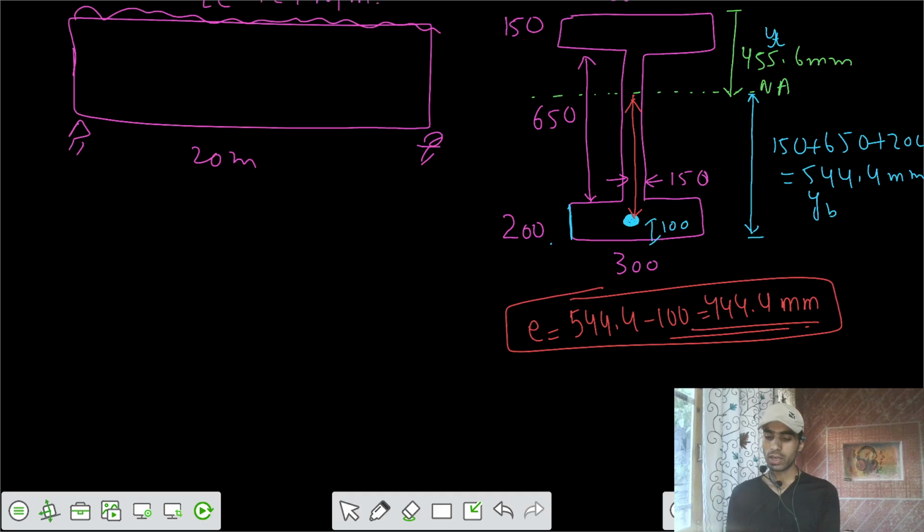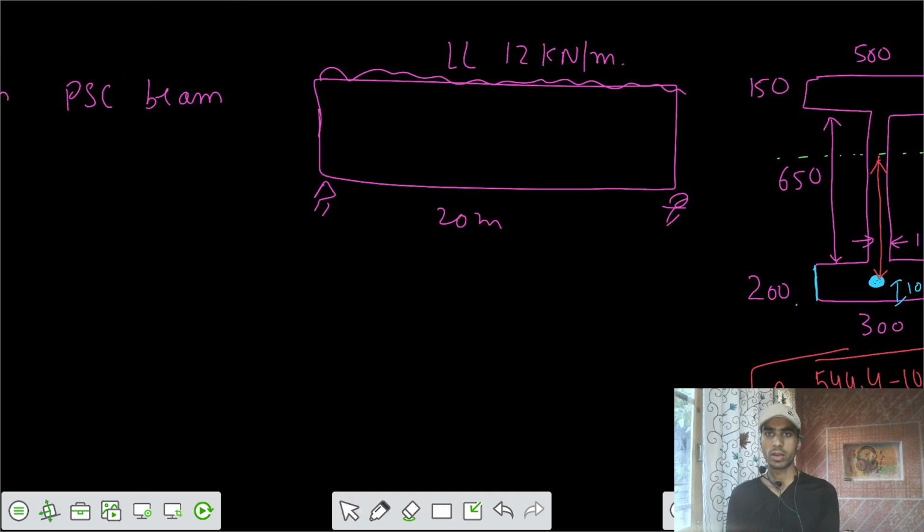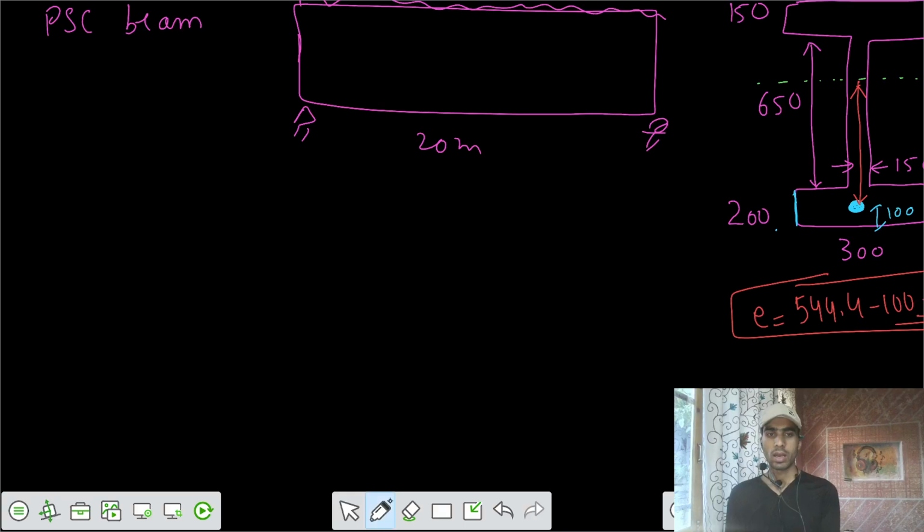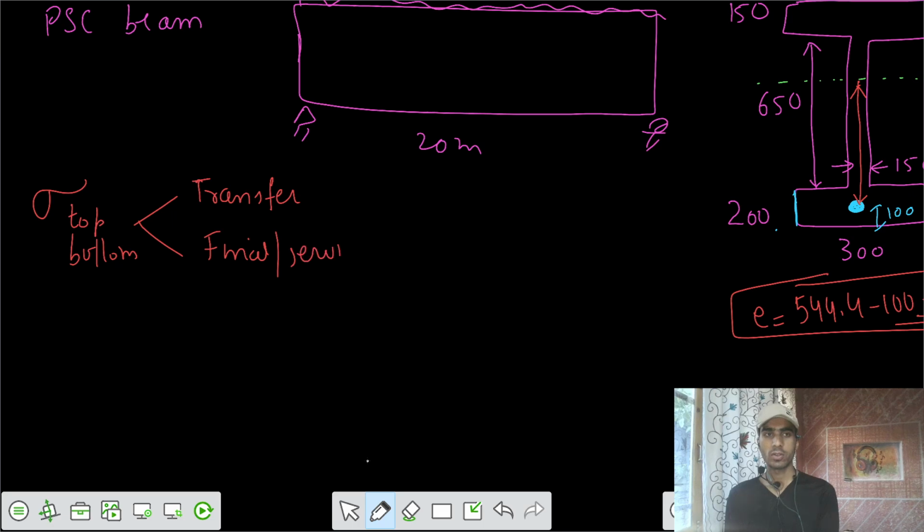Now what is the problem all about? We need to calculate the stresses at the top and at the bottom, but for two different stages. One is your first stage, that is the transfer stage. The second one is the final service stage. So at two different stages of the beam, we have to calculate the stresses because of the different loadings we can have.